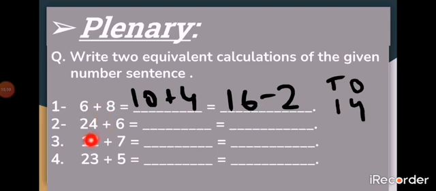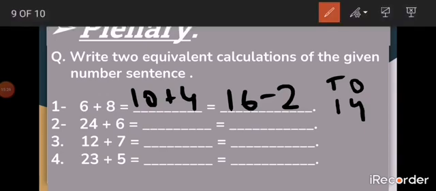Now the next number, 24 plus 6. Again, put the bigger number 24 in mind and count on. Now count on 25, 26, 27, 28, 29, 30. Stop. What is the answer? The answer is 30. So I'm writing 30 here. Then put the values, ones and tens.